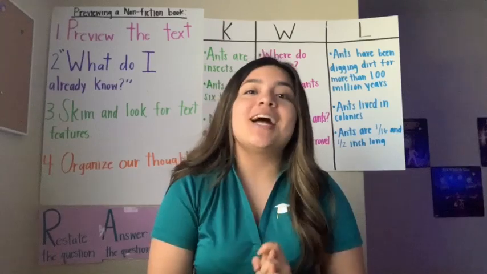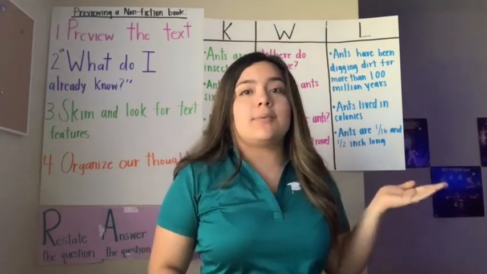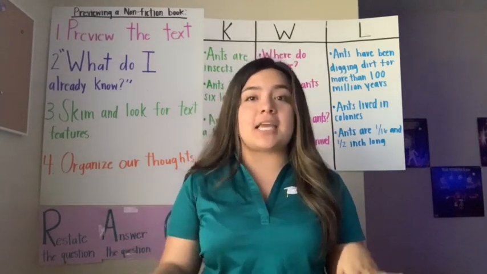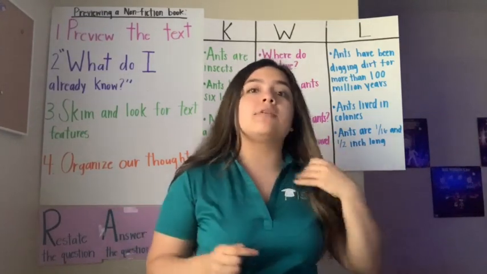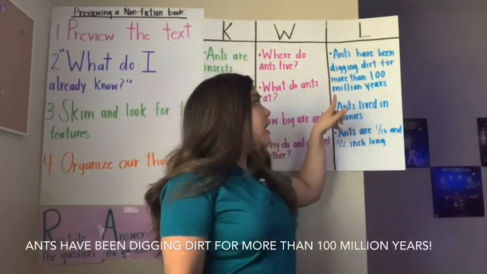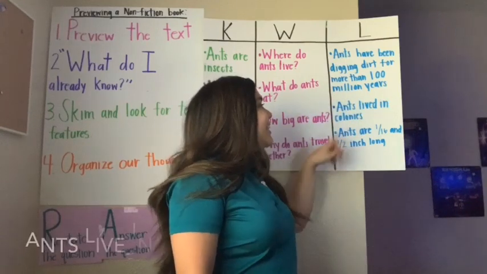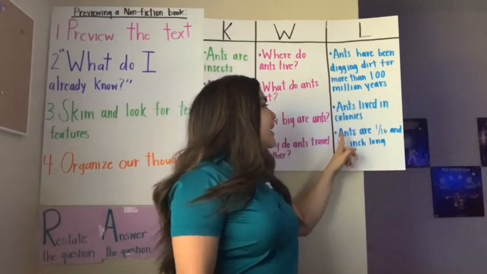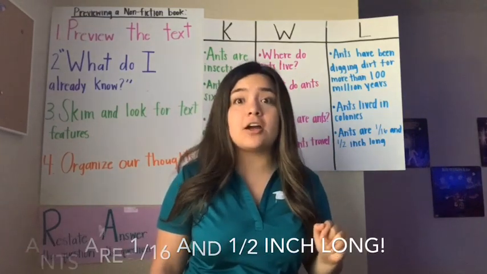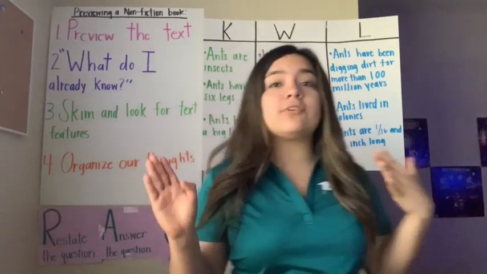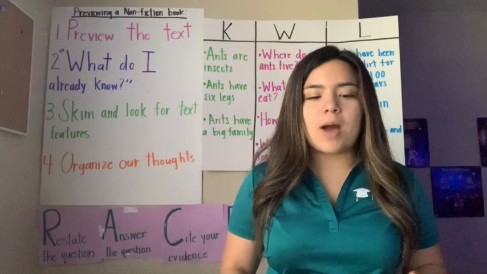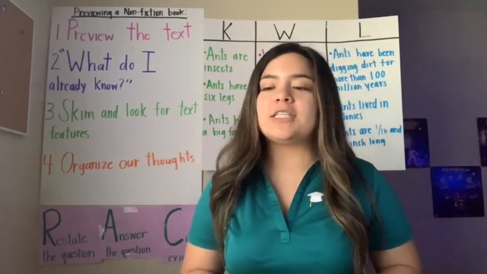All right, so now these are just some of the things that I put down of what we've learned over the past 2 days. It's okay if it's not the same as yours. Got it? All right, so I put down that we learned that ants have been digging dirt for more than 100 million years, that ants lived in colonies, and that ants are 1/16 to 1/2 inch long. Wow, we have learned so much this week about spiders and about ants. And I just have a couple more questions for you guys.